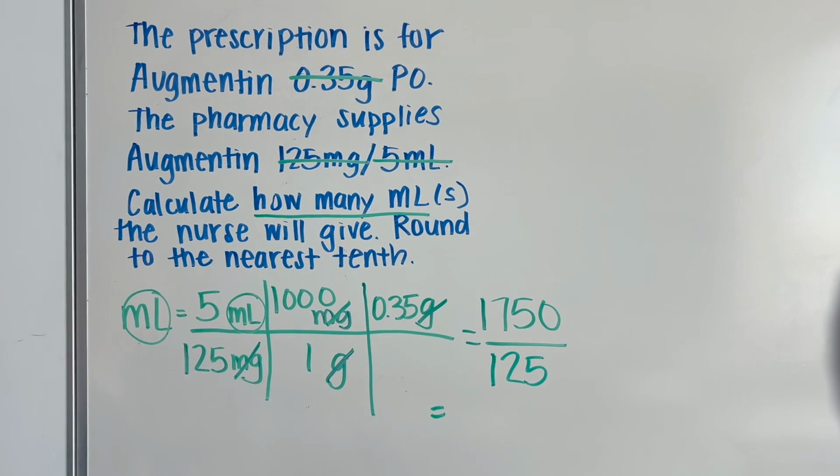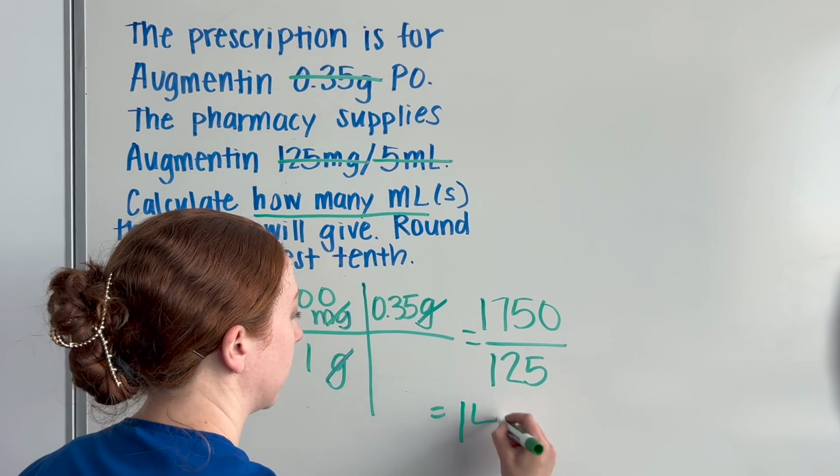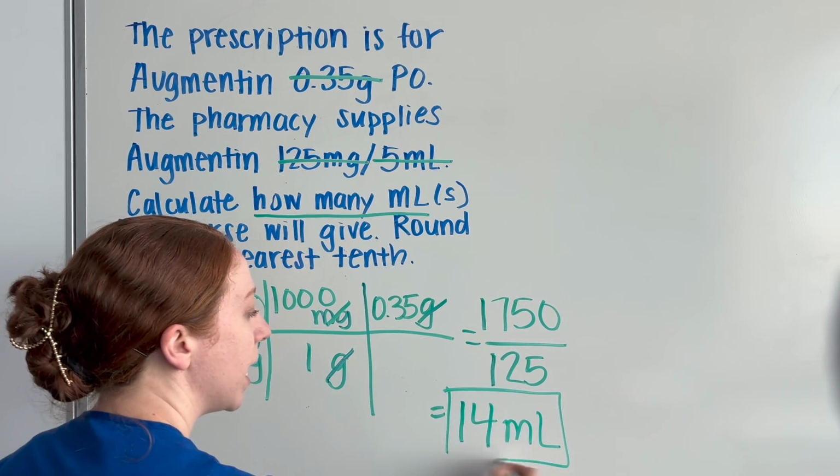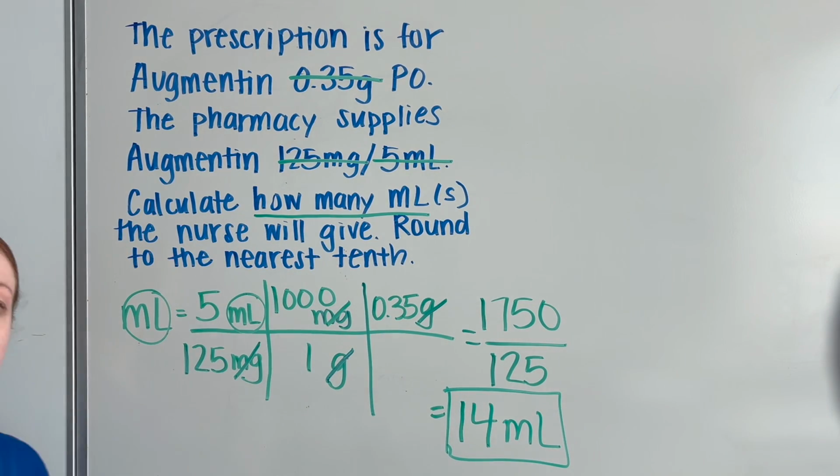So we're going to divide those two numbers. We get an answer of 14. And that is our final answer. It asks us to round to the nearest tenth, but since we have a whole number, we don't need to round or do anything further.